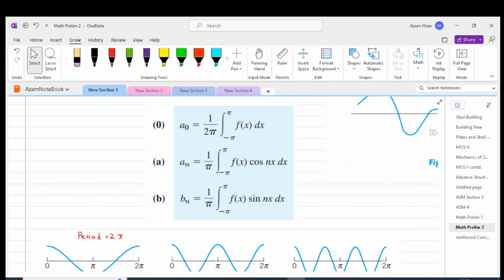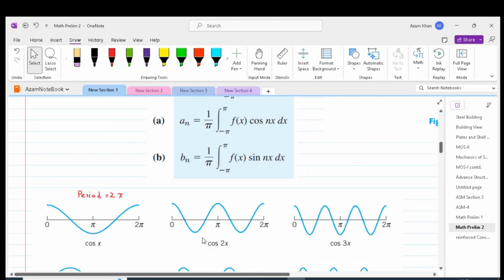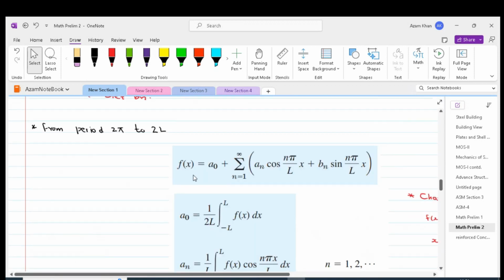Like, for example, if we have a period between 0 till 2L, then how can we work out our Fourier series? Especially in the case of applied loads, we can have a period in terms of some other value than pi. So let us now try to discuss how to write the Fourier series for an arbitrary period.